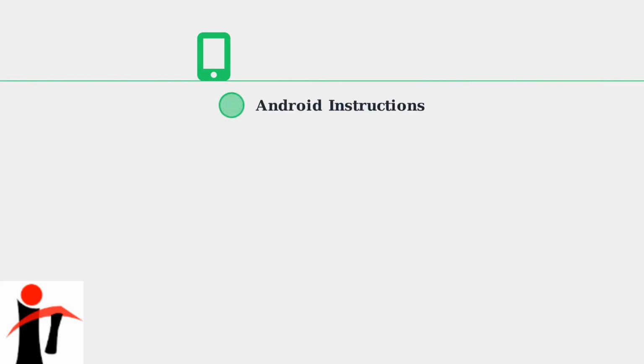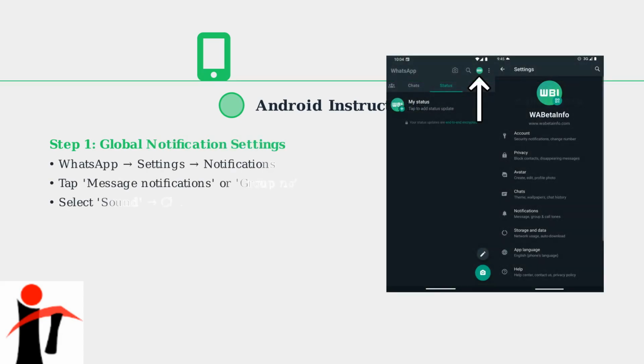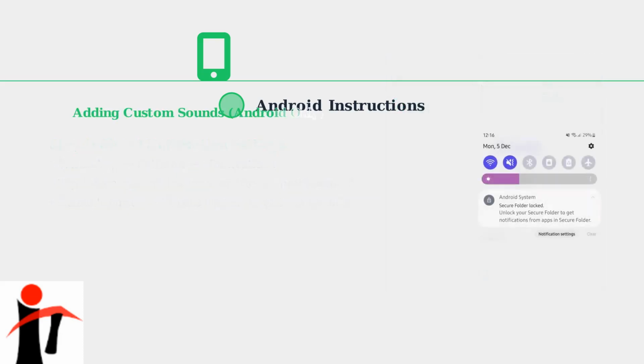Now for Android users, who have more flexibility in customizing notification sounds with support for custom audio files. For Android, navigate to WhatsApp Settings, then Notifications. You can customize message notifications and group notifications separately with access to both system and custom sounds. Android's advantage is custom sound support.